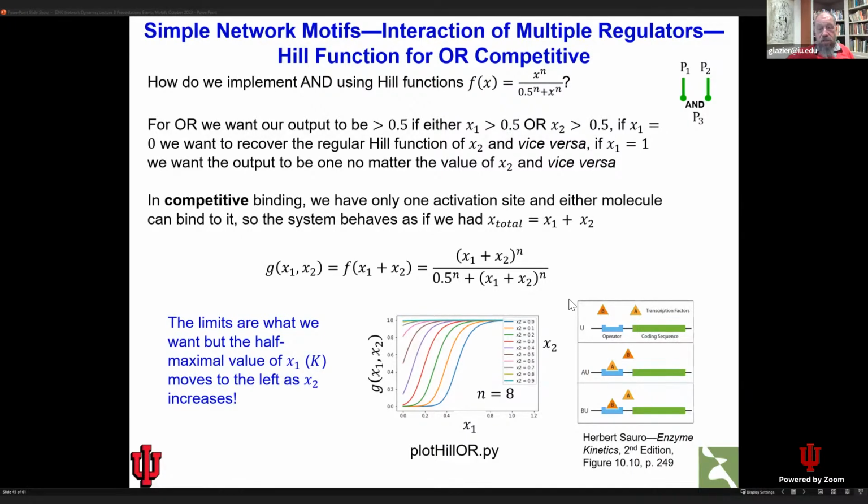You'll notice, however, that the switching point is now not K anymore. As we increase the concentration of X1, the half maximal value of X2 shifts to the left. And so we get a series of curves here. Here I'm basically doing a two-dimensional plot. X1 is on the x-axis, and I've done a series of different values of X2. And so the shape of my curve stays the same, but it gets shifted to the left.